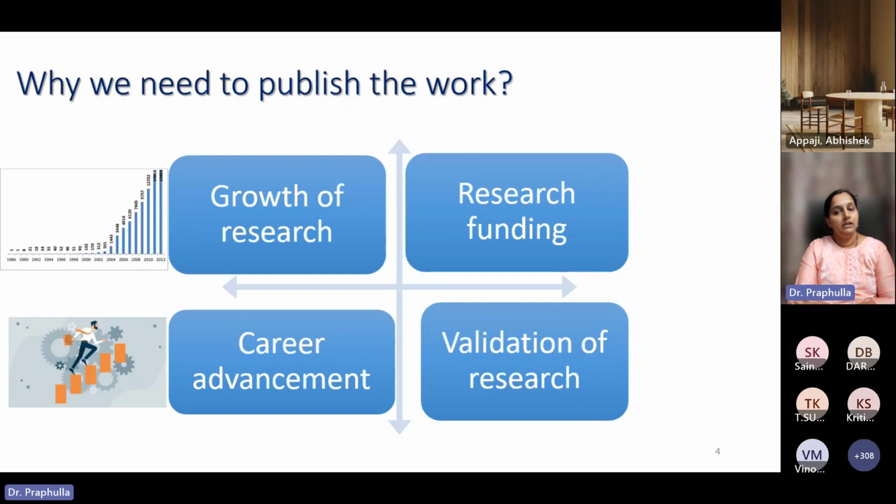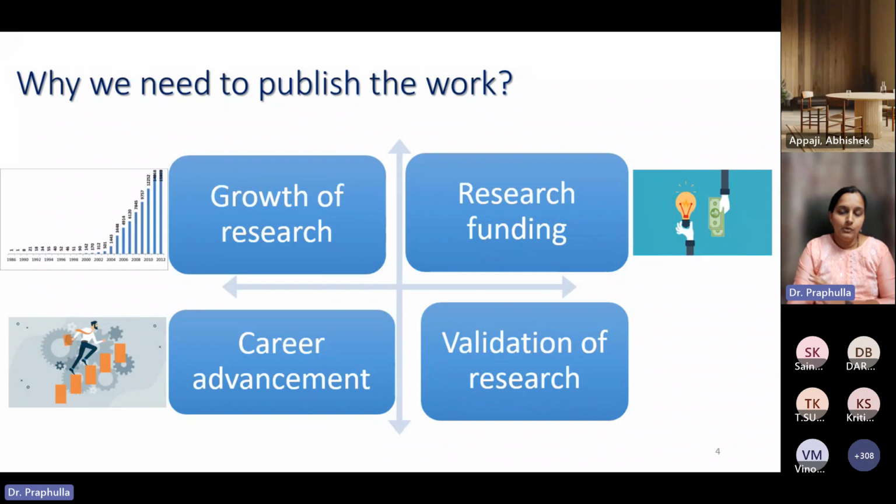Third point I'm taking here is research funding. When we are applying the proposal for research funding, then whoever is evaluating our proposal, they see what is our expertise. So if we have published more number of research publications in the same domain, then definitely our proposal will have weightage, and we might get the funding. So that is one more criteria.